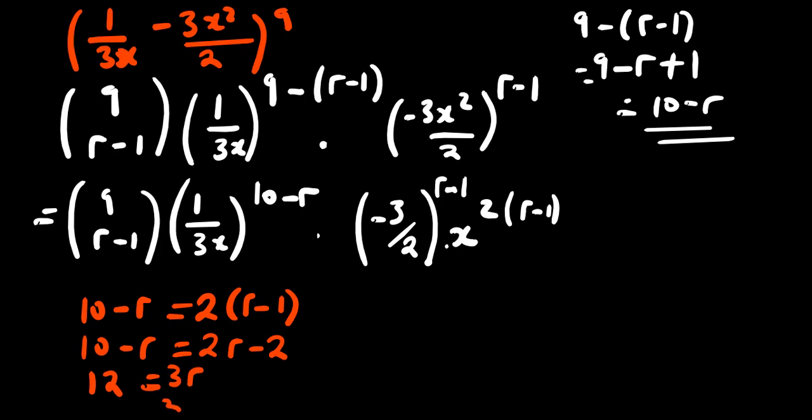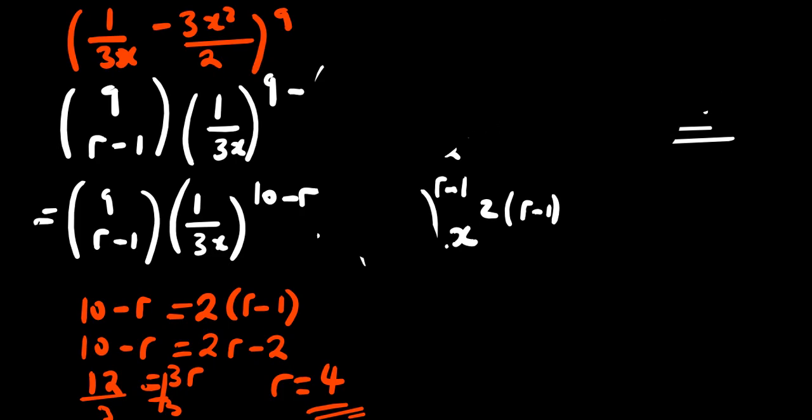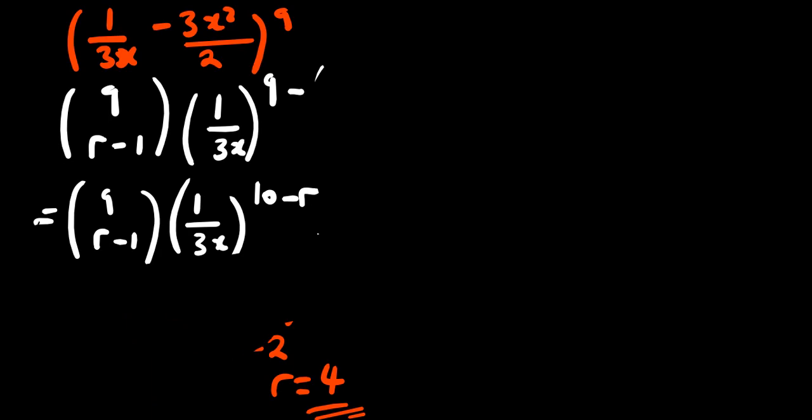Then when I divide by the 3 on both sides, my r is now equal to 4. So now we are looking at term number 4. Now that we've found the term number, allow me to rub there everything. So that's how we are going to find the rth term.